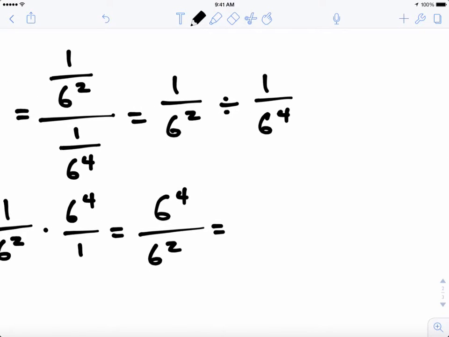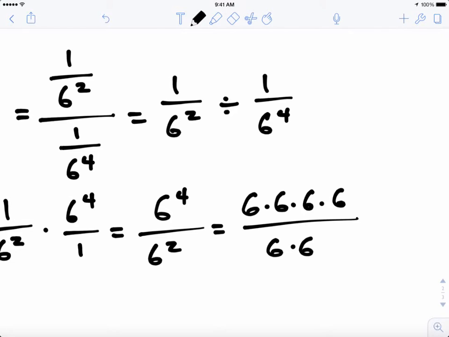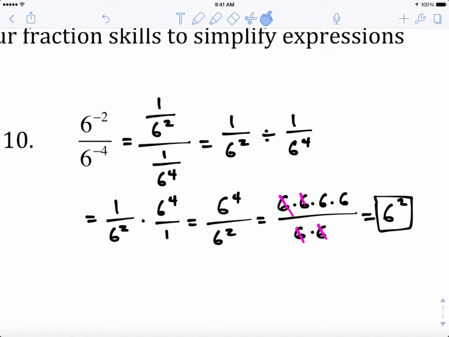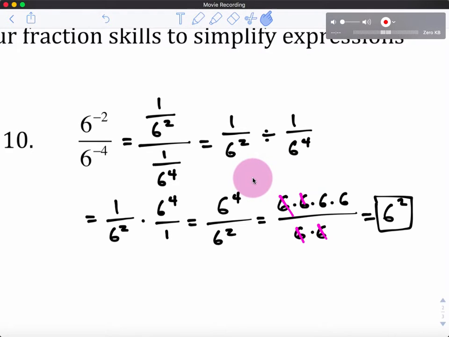All right, 6 to the 4th is 6 times 6 times 6 times 6. 6 to the 2nd is 6 times 6. We have two pairs of 6's that will simplify to 1. We end up with just 6 to the 2nd power. And as we do more and more of these, we'll get more comfortable and be able to make our way through a little bit more quickly, maybe able to omit some of the steps. But it's really important, again, to be comfortable with our fraction skills to handle expressions like this one.